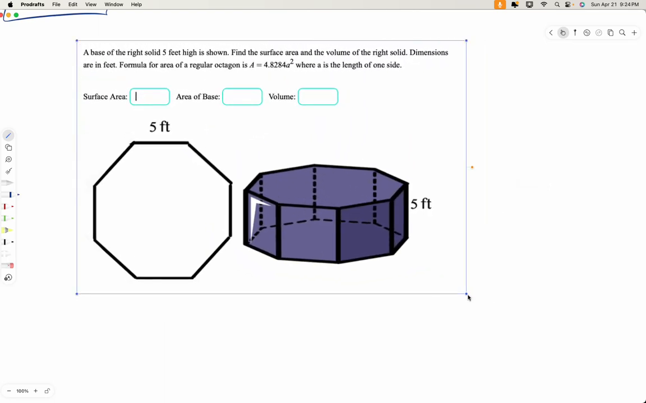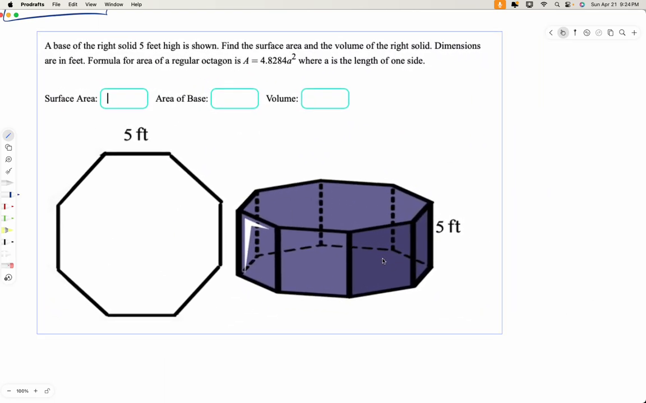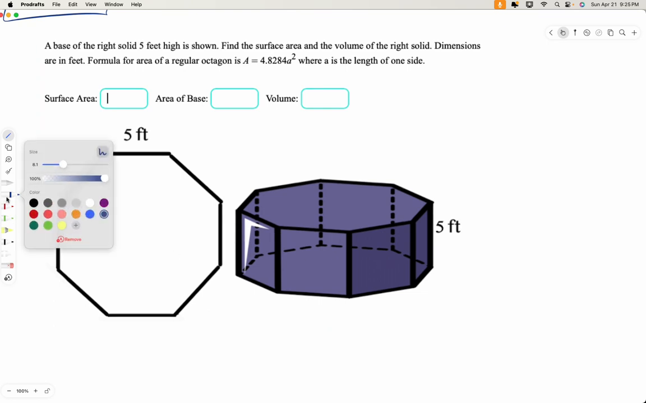All right, so this one says that the base of a right solid 5 feet high is shown. Find the surface area and the volume of the right solid. Dimensions are in feet. Formula for a regular octagon is this.